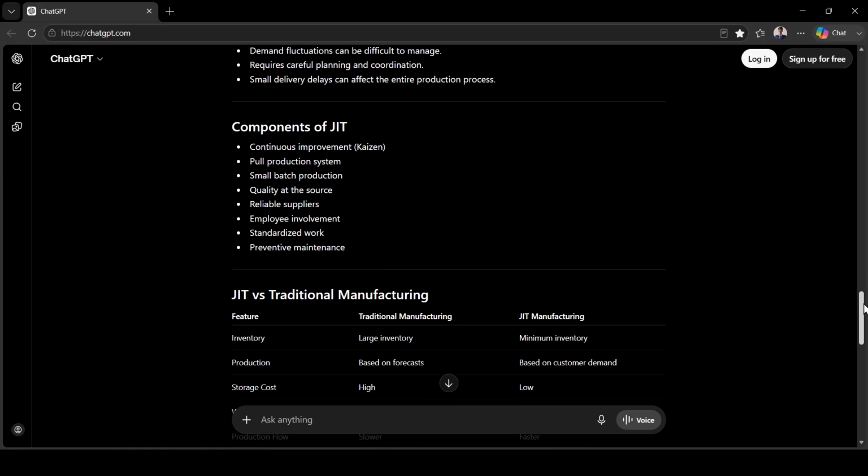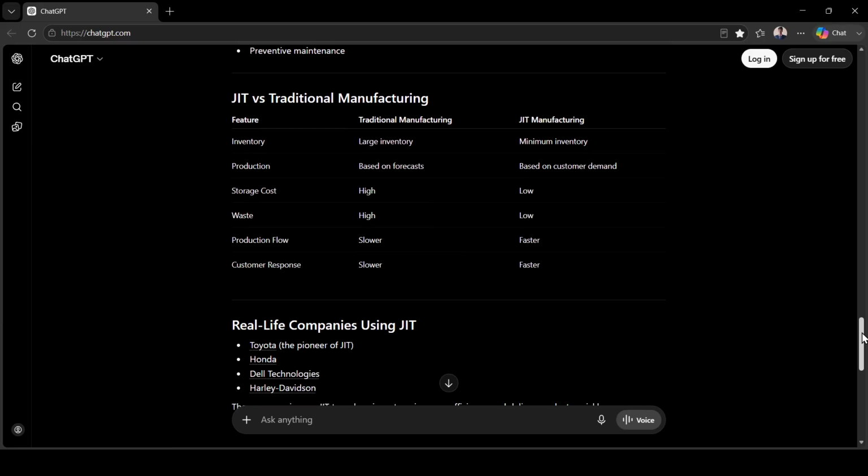Components of JIT: continuous improvement like Kaizen, pull production system, small batch production, quality at the source, reliable suppliers, employee involvement, standardized work, and preventive maintenance.